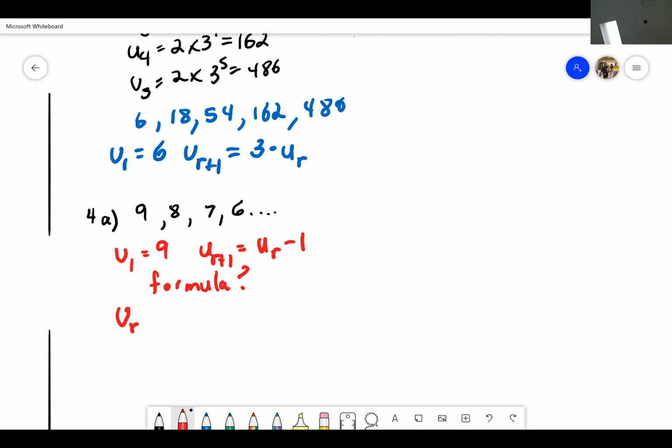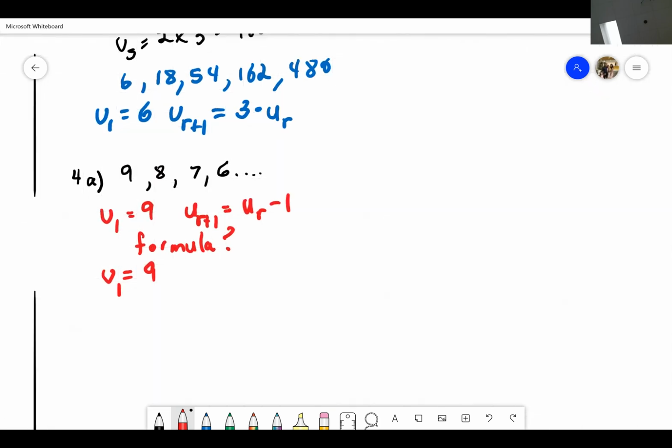Okay, so let me see. Look, for instance, let's write this. u of 1 is 9. Agreed? Okay. u of 2 is 9 minus 1. Agreed? u of 3 is 9 minus 1 minus 1.